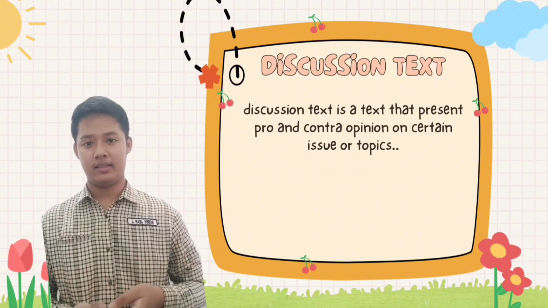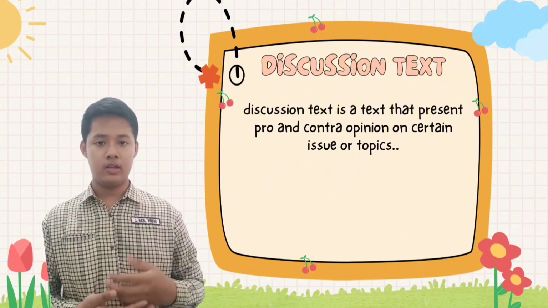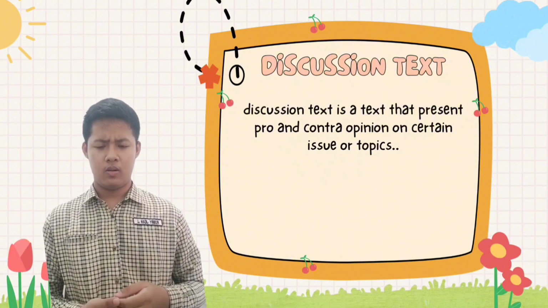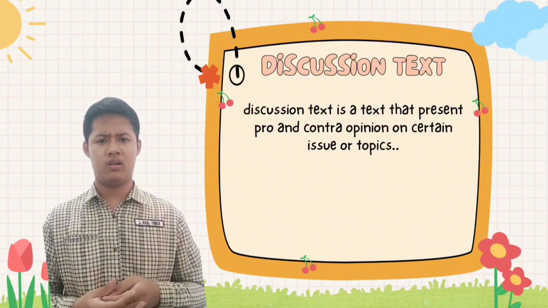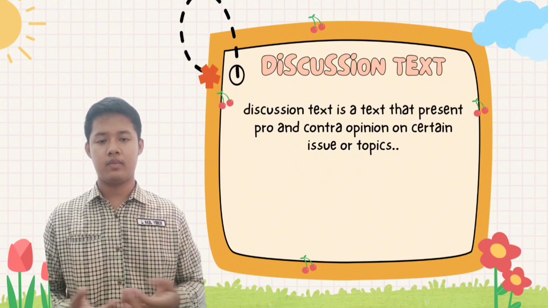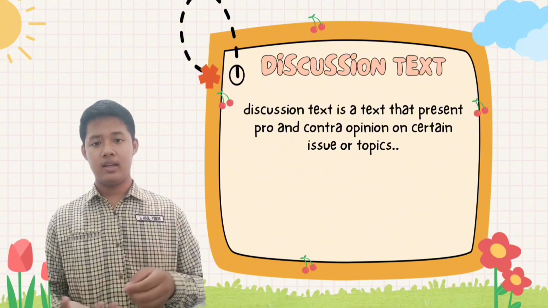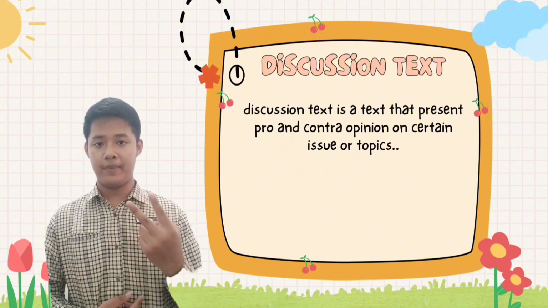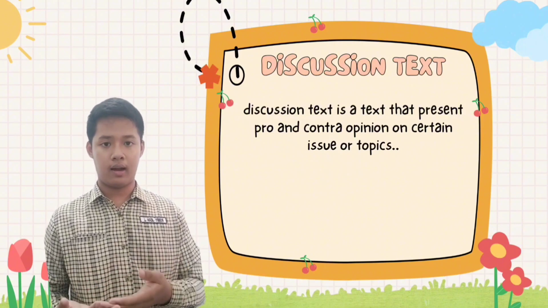So, discussion text is a text that presents pro and contra opinions on a certain issue or topic. What it means is that the discussion text talks about an issue or topic that contains pro and contra. So the person who writes the discussion text usually has two side opinions. He has his pro and he also has his contra.